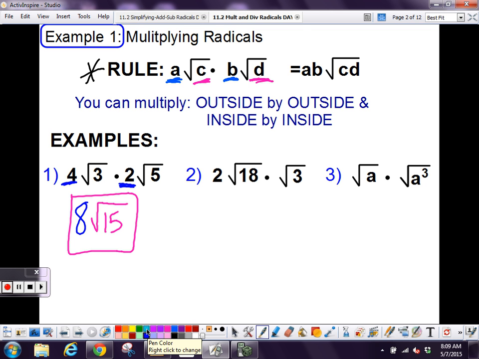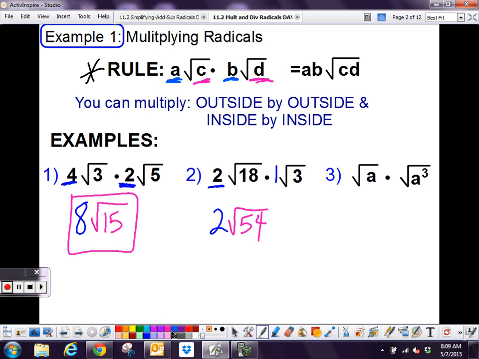Number 2, we're going to have 2 times, that's just 1, so we're going to have 2. And then I have 18 times 3, and 18 times 3 is 54. Now, another way to do this, you can actually simplify that 18 from the very beginning if you want, just how we learned to simplify last time. Or you can make it a 54. It's just sometimes that number gets really big and it's hard to find the perfect squares if there are any, so it might be easier to simplify the 18 from the very beginning.